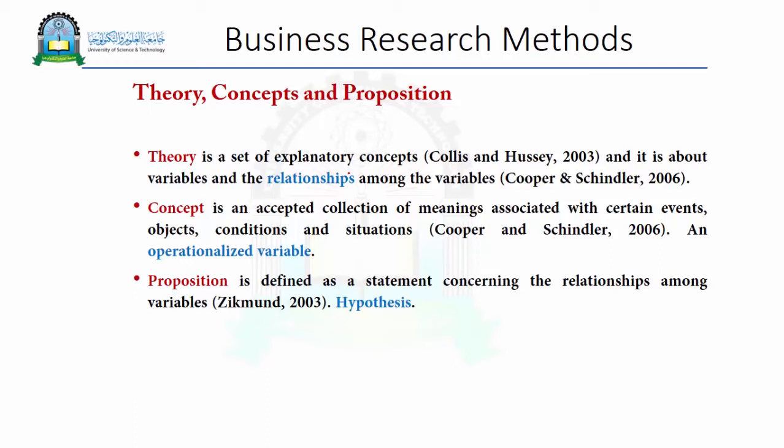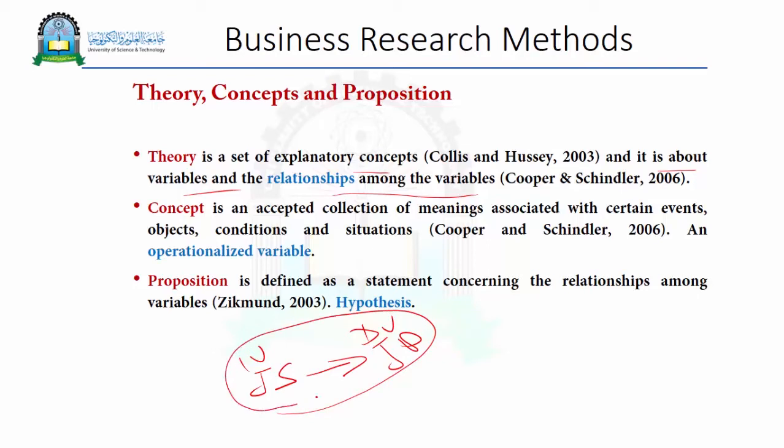The theory is a set of explanatory concepts, and it is about variables and the relationship between the variables. So if I am doing a research, and this research is going to be the relationship between job satisfaction, or the effect or the impact of job satisfaction, and job performance. So this is the IV and this is the DV, the independent variable and the dependent variable. This is the model I am going to develop. The relationship between these variables is what we call the theory.